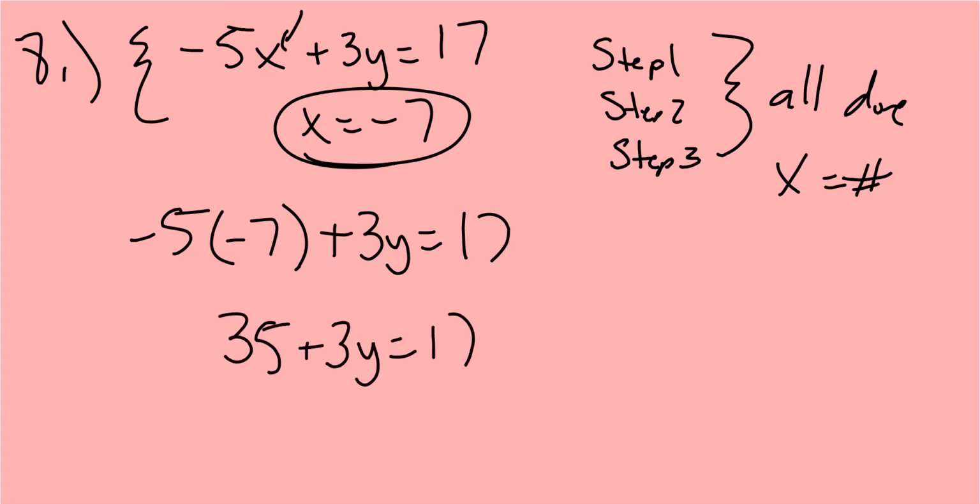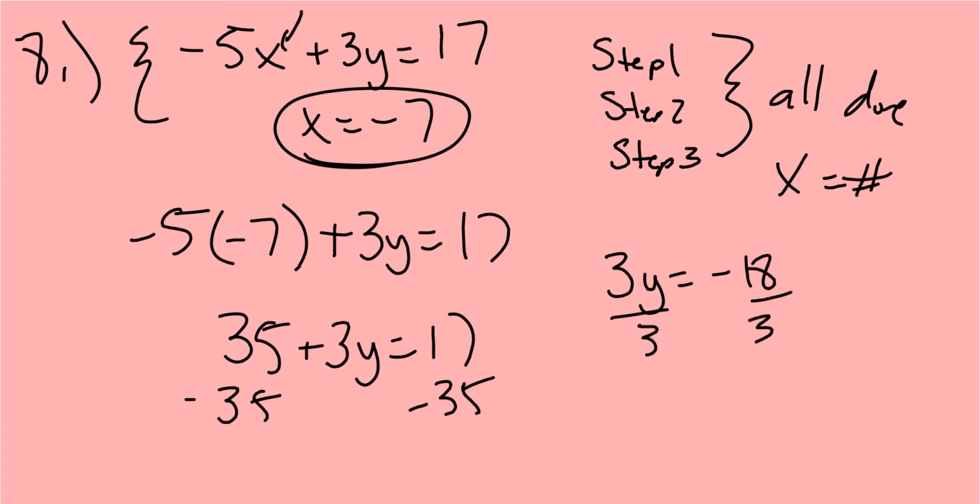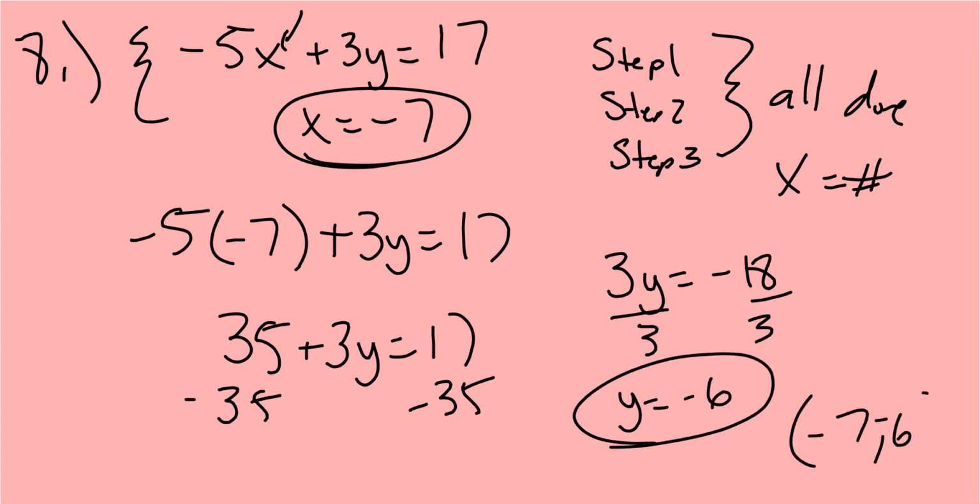I add 35 to both sides. Just remember the order of operations, guys. You've got to get rid of the 35 before the 3 because that's actually multiplication. It's 3 times y. So I end up with 3y equals 18. I divide both sides by 3. Then y equals 6. I have an x, I have a y. My ordered pair is negative 7, 6. And that's it for 8.